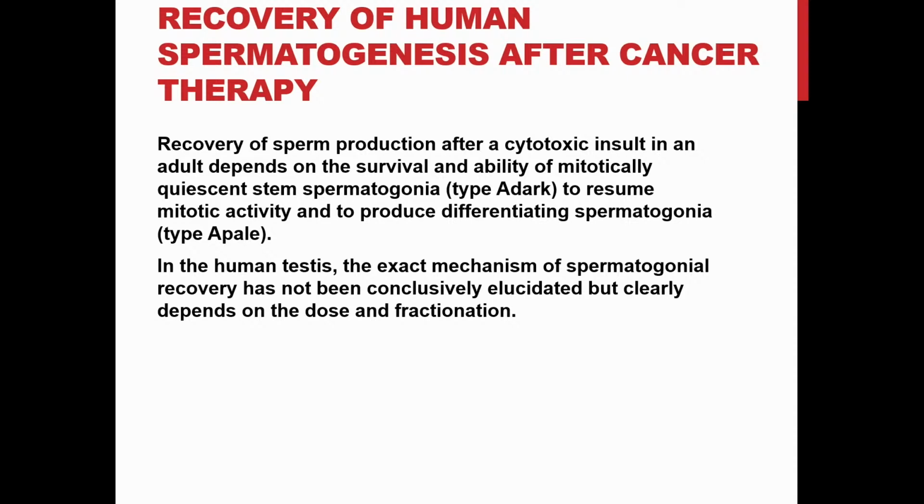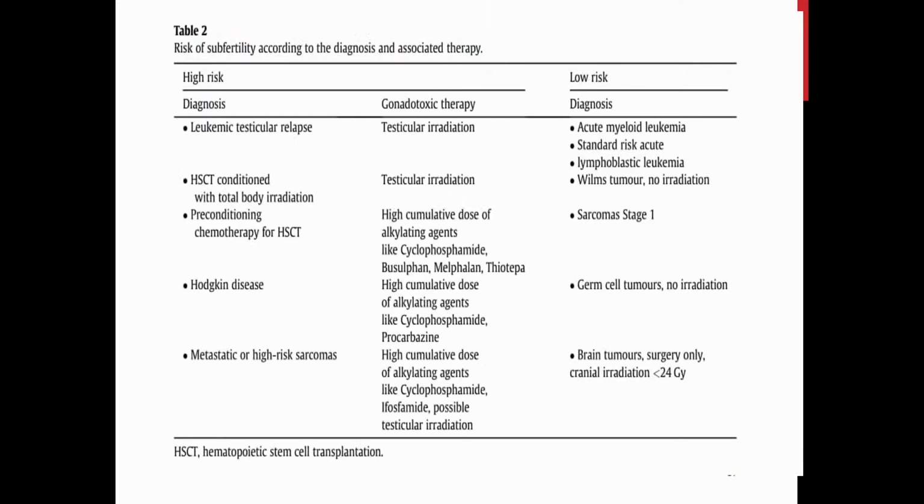So for recovery of human spermatogenesis after cancer therapy, a recovery of sperm production after cytotoxic insult in an adult depends on the survival and the ability of the mitotically quiescent stem cell spermatogonia, that is the type A dark, to resume mitotic activity and to produce differentiating spermatogonia, that's the type A pale. And in the human testis, the exact mechanism of spermatogonial recovery has not been conclusively elucidated, but clearly depends on the dose and fractionation.